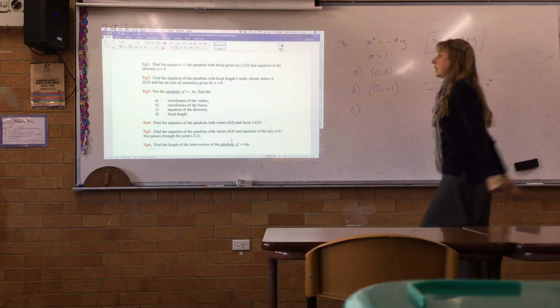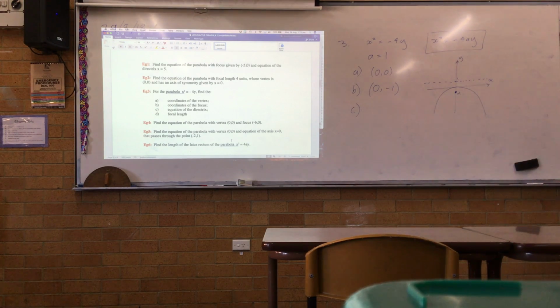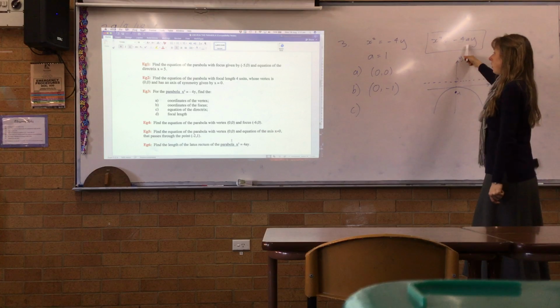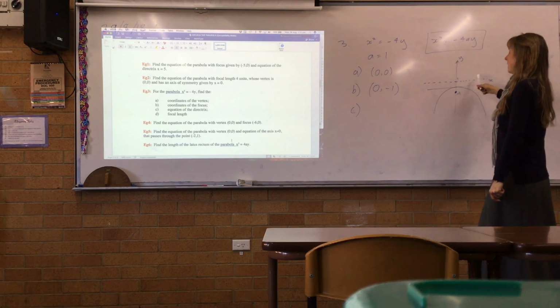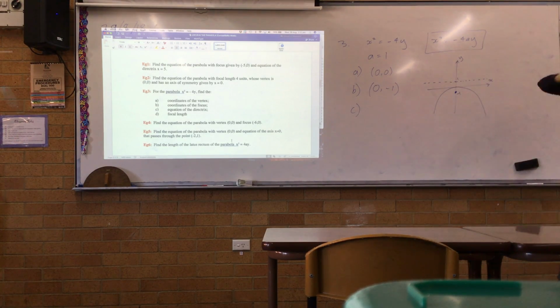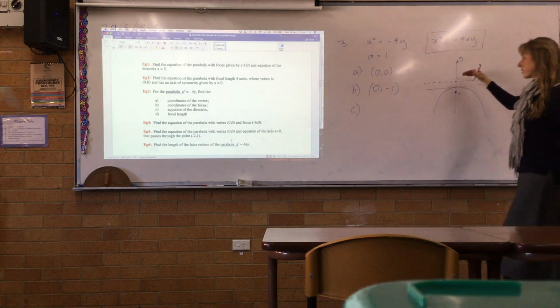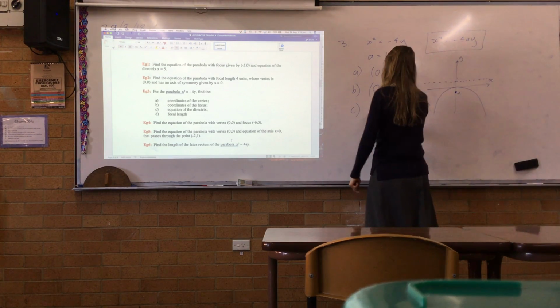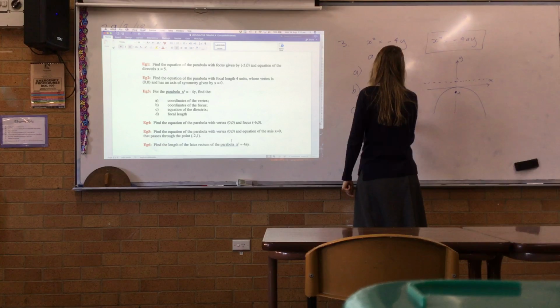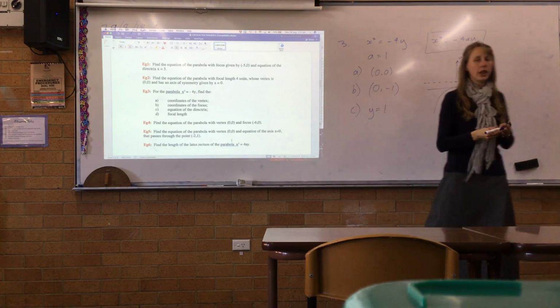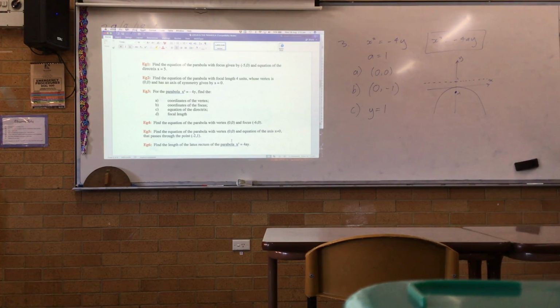For C, the equation of the directrix. Well, we already know that A is 1. The directrix has to be on the other side. The parabola can't cross the directrix. Other side, so this looks like the directrix must be y equals 1. Are we okay with that? That directrix, that line is y equals 1?